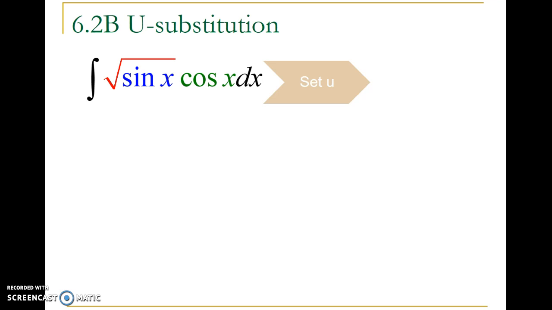So your first step is you're going to set U. And the way you set U is you look for what was the baby before you took a derivative, and that's what your U is going to be. It looks to me like we had sine of x as the baby. So I'm going to say U equals sine of x. And the reason I chose sine of x is because I had the square root of it, and also because I can kind of see the derivative of sine of x hanging out.